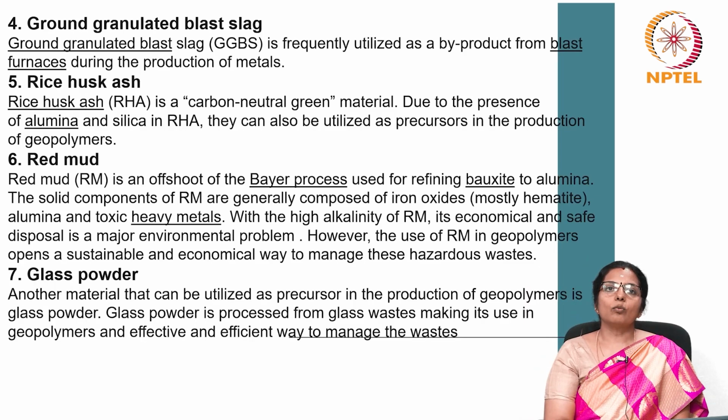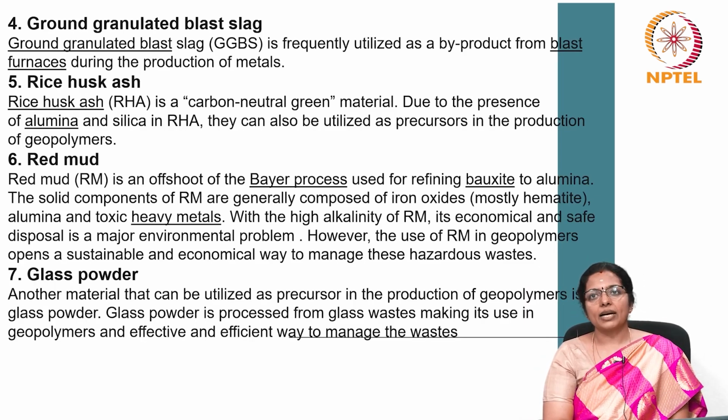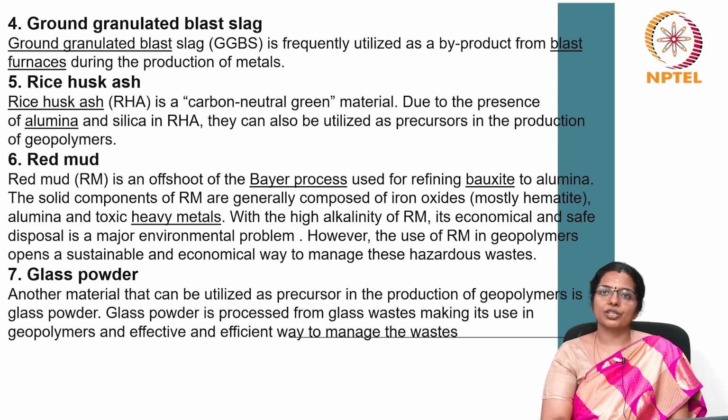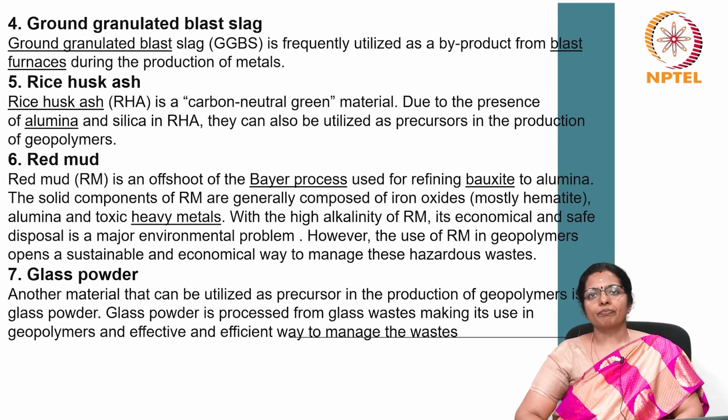Now let us look at ground granulated blast slag. Ground granulated blast slag is frequently utilized as a byproduct from blast furnaces during the production of metals. Next, fifth is rice husk ash. Rice husk ash is a carbon neutral green material. Due to the presence of alumina and silica in RHA, it can also be utilized as a precursor to the production of geopolymers.